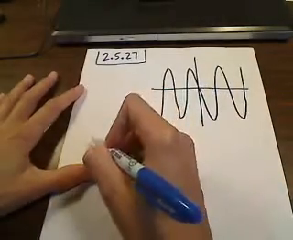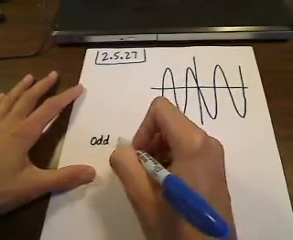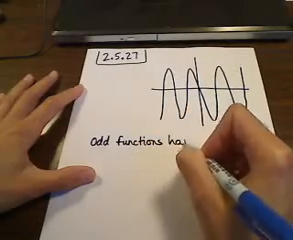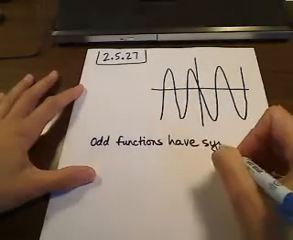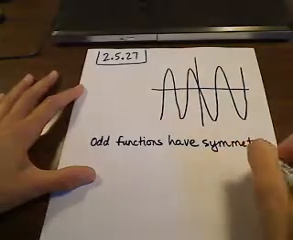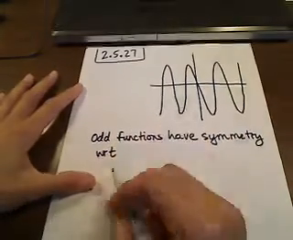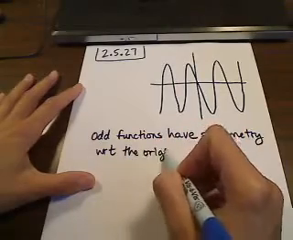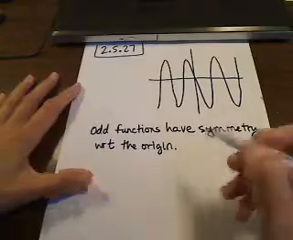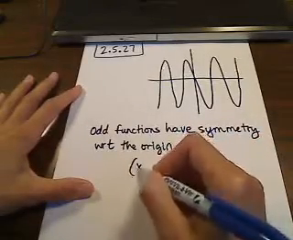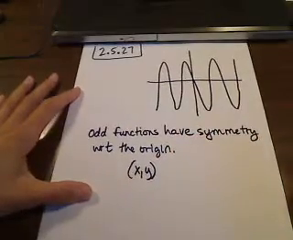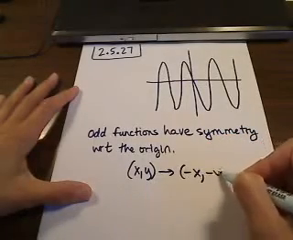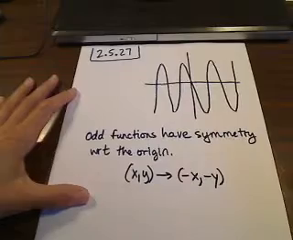Okay, so if a function is odd, odd functions have symmetry with respect to the origin. So that's what it actually means to be odd. WRT here means with respect to the origin. What that essentially means is, if I have some ordered pair x, y on my graph, then the ordered pair negative x, negative y would actually be on my graph as well.